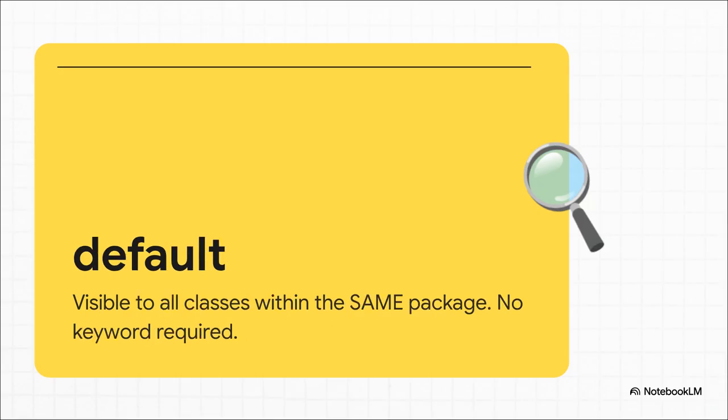So, what happens if you don't type any modifier at all? Well, Java applies what's called default access. You can also think of it as package private. It basically means the member is visible to any other class, but only if that class is in the exact same package. It's a really handy way to share code between classes that are closely related.